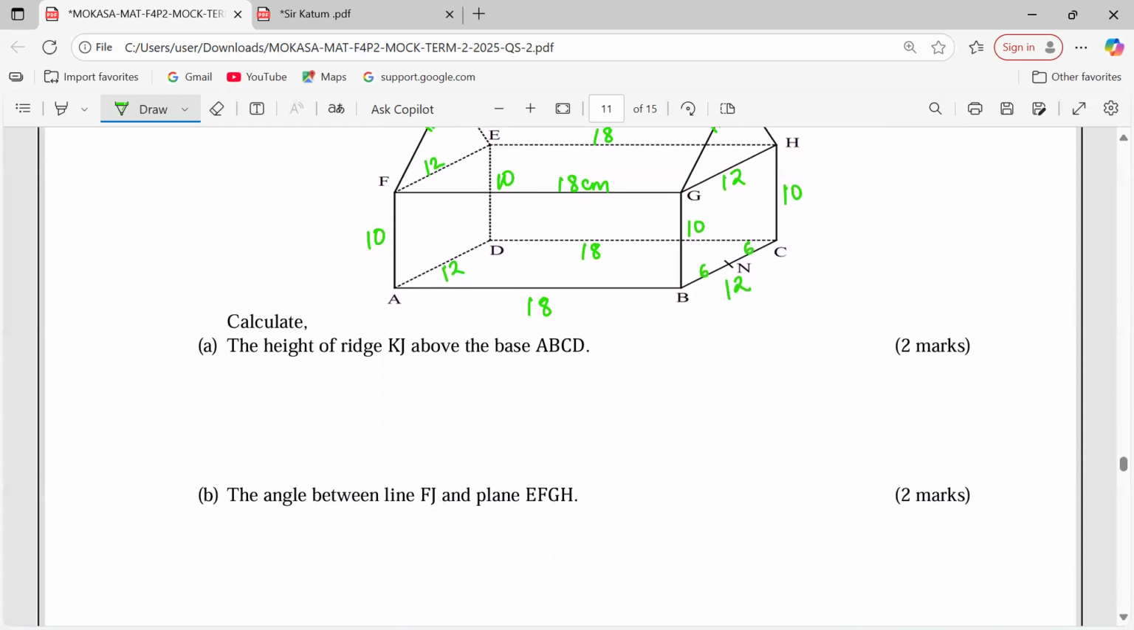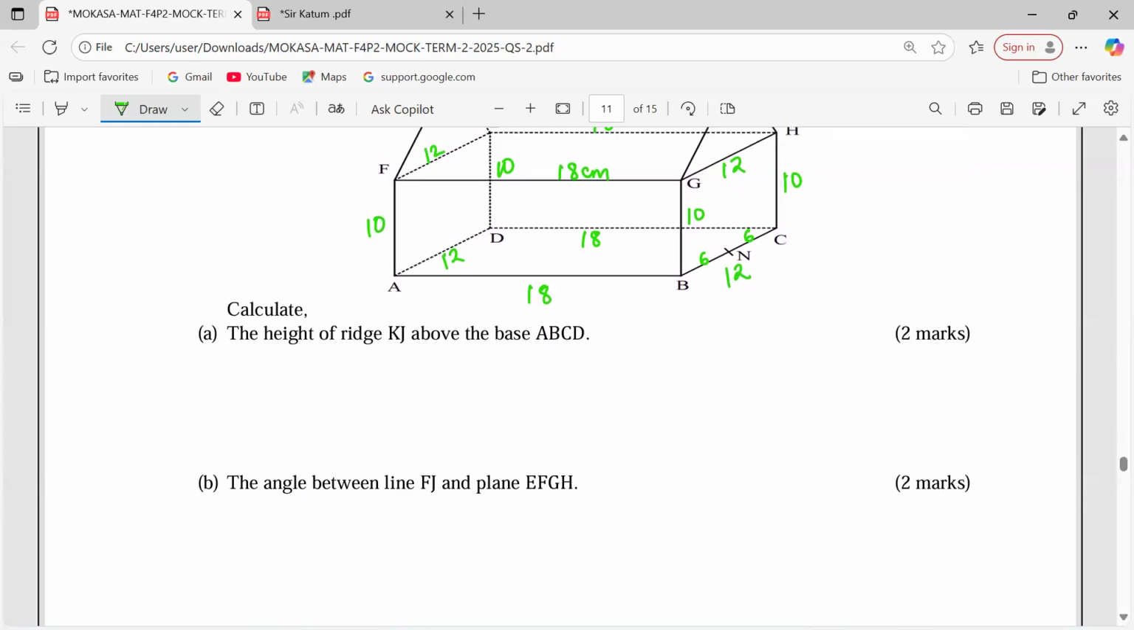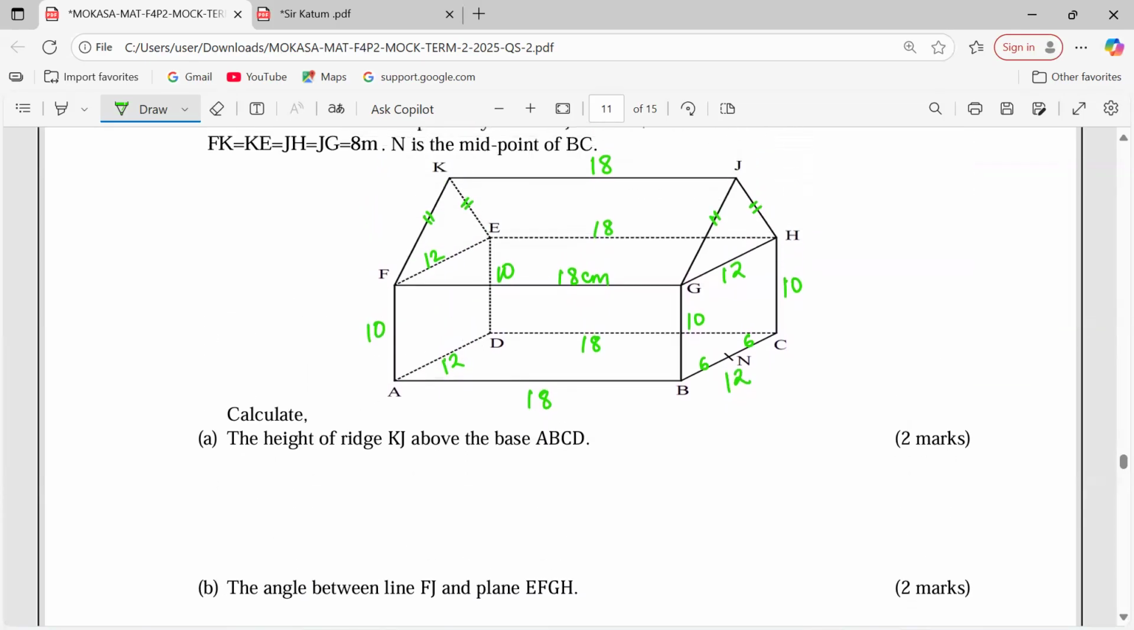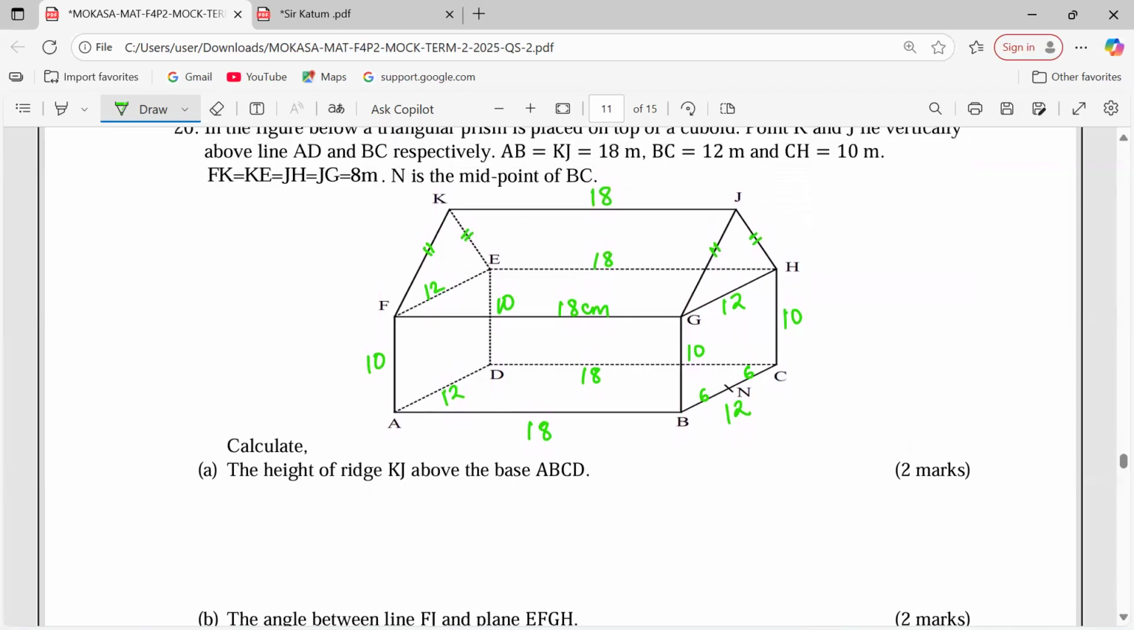Calculate part A. The height of the ridge, KJ. So the height of the ridge means from the base to where KJ is. I hope you understand that. Yeah, from the base to where KJ is. That is what we need to work out.